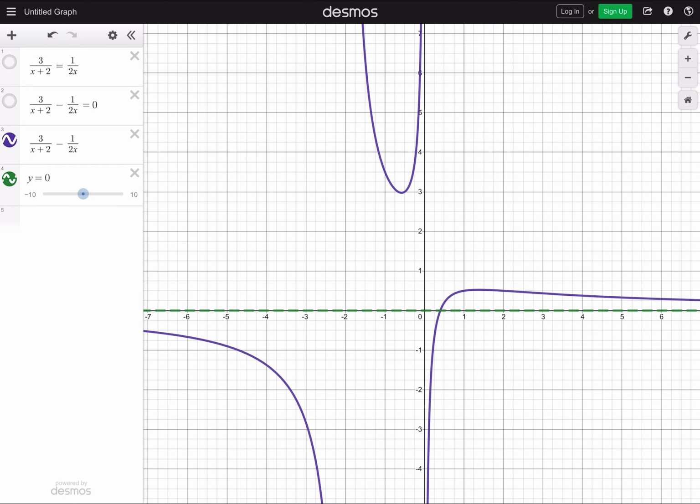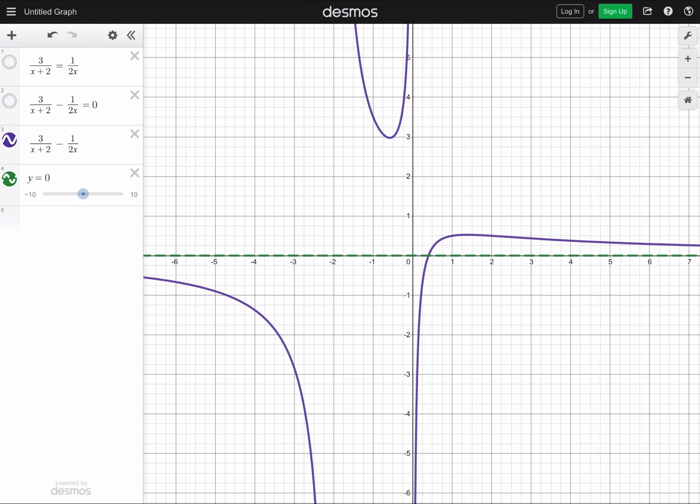Okay, so what else do we need to know? Because the job is done. We have the graph, we have the solution. The solution is x equals 0.4. Okay, so the solution is x equals 0.4. What else do we need to know?